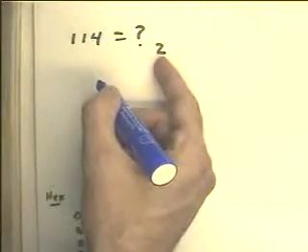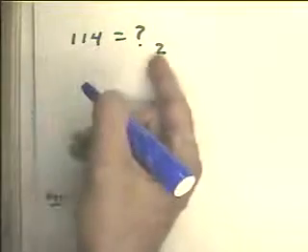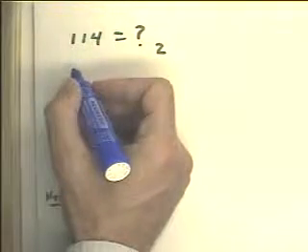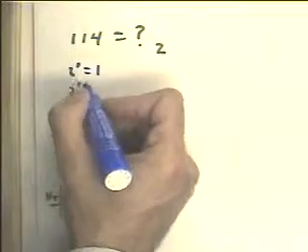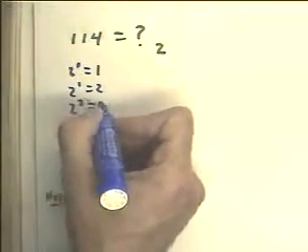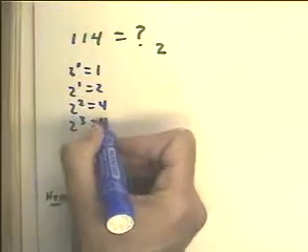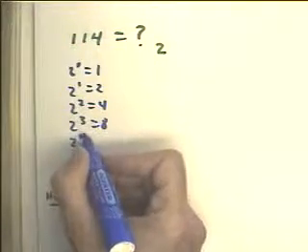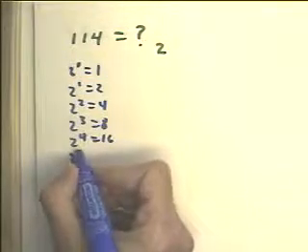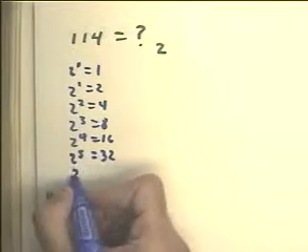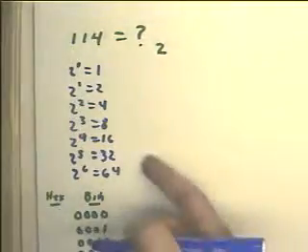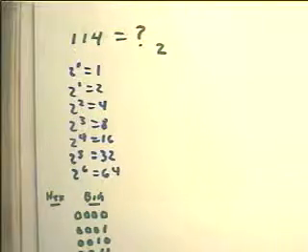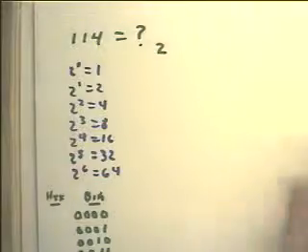Binary is base 2. So if we have the decimal number 114 and want to put that into base 2, first we want to write our powers of 2. 2 to the 0 equals 1, 2 to the 1 is 2, 2 squared is 4, 2 cubed is 8, 2 to the 4th is 16, 2 to the 5th is 32, 2 to the 6th is 64. 2 to the 7th would be 128, which would be bigger than the 114, so we're not going to bother with that. And then we simply work backwards.